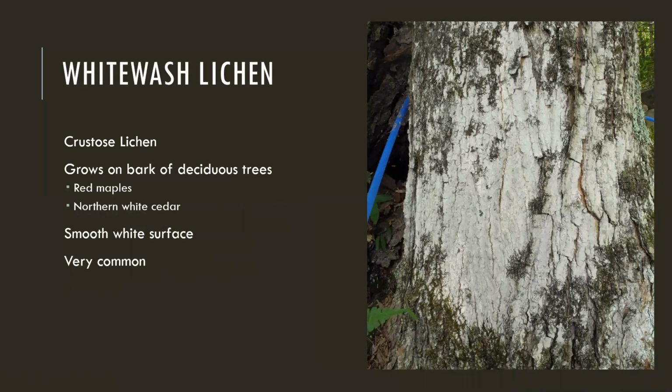Whitewash lichen, this is another very common lichen that you can find here on the South Coast. So this grows on barks of deciduous trees, but it prefers red maples and northern white cedars. So the whitewash lichen is very smooth white, and it's just very flush against the surface. Like you can't really feel any difference from it.